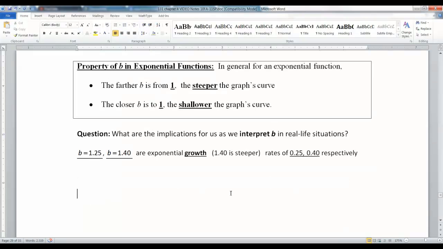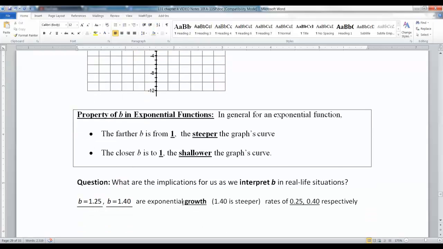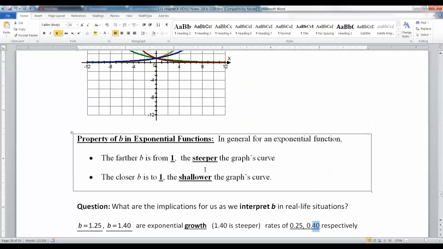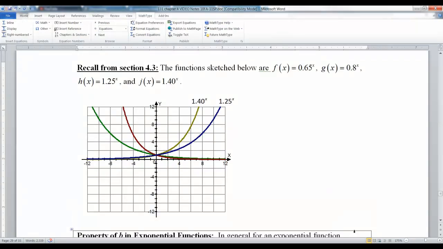1.40, there we go. So when it's 1.25, 1.40, they're both exponential growth, right? Because it's bigger than 1. Remember, if it's bigger than 1, that's growing. And the rates of growth are 0.25 and 0.40 respectively. 0.40 is a bigger number. That's why it's a steeper graph. So if you look at the two of them, it's that mustardy yellow one. That's the 1.40 one. Let me label it. There we go. So there's the steeper one. It grows faster because it has a faster rate of growth. It's got a bigger rate of growth there.